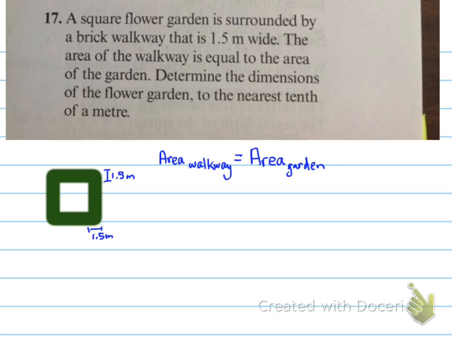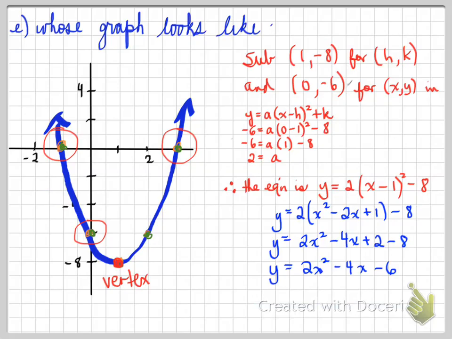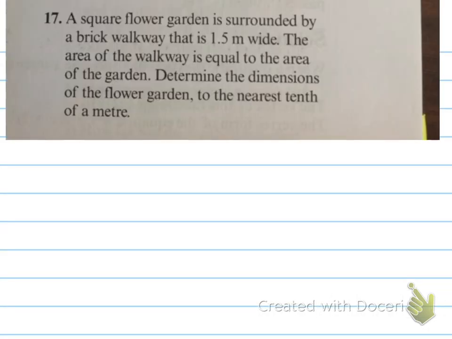Let's talk about a square flower garden. A square flower garden is surrounded by a brick walkway that is 1.5 meters wide. The area of the walkway is equal to the area of the garden. Determine the dimensions of the flower garden to the nearest tenth of a meter.